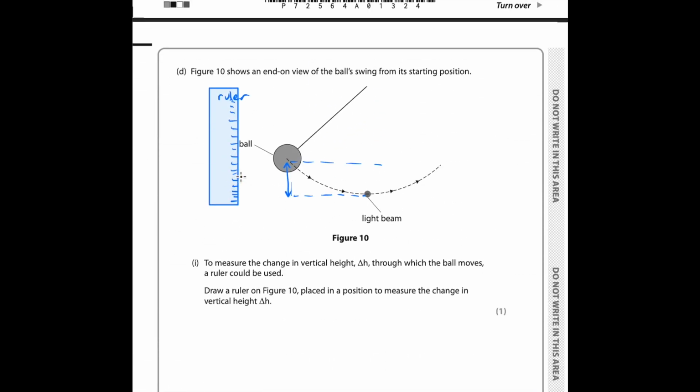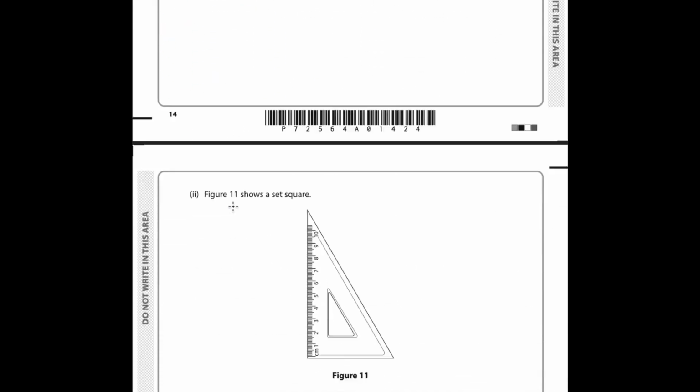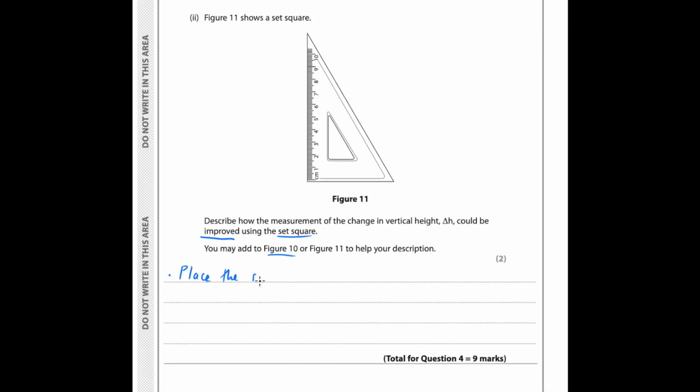Well, if you place the set square there like that, you'll make sure that the ruler is vertical because that's 90 degrees. Place the set square on the ruler at 90 degrees to make sure the ruler is vertical.